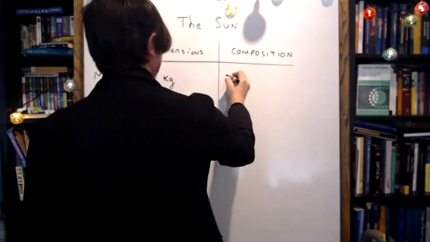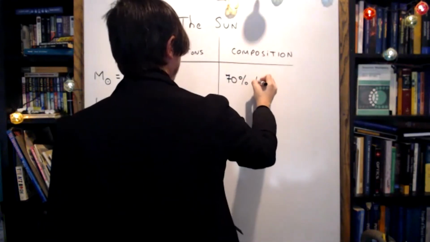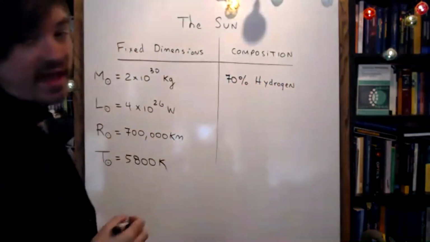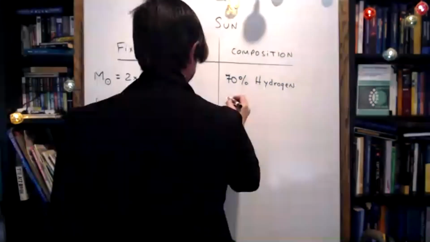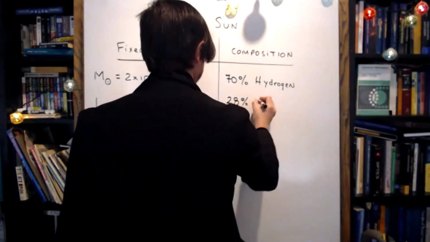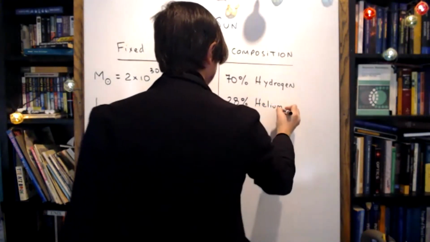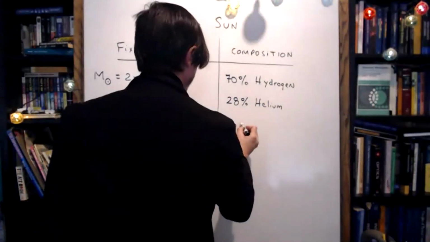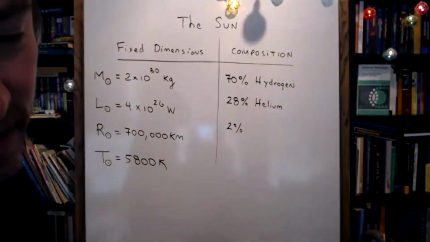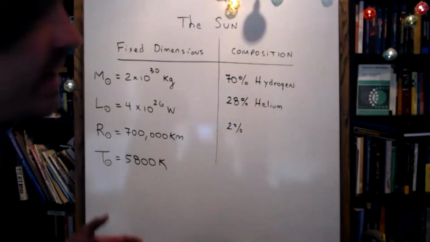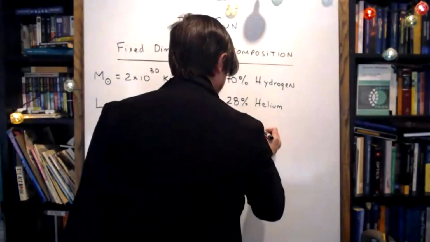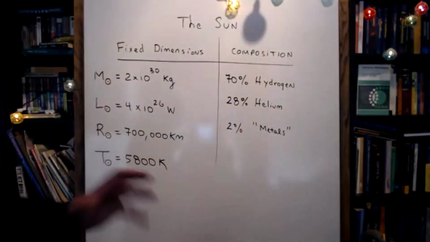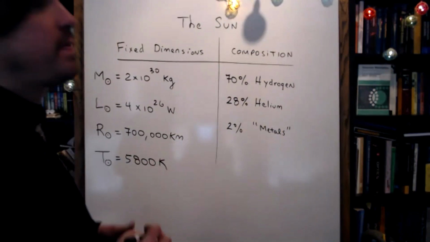The composition of the sun is 70% hydrogen by mass, 28% helium by mass, and the remaining 2% of the sun is a mixture of all different kinds of elements from the periodic table. Astronomers sometimes refer to them as metals, but they're not only metals, they're basically just heavy elements from the periodic table.